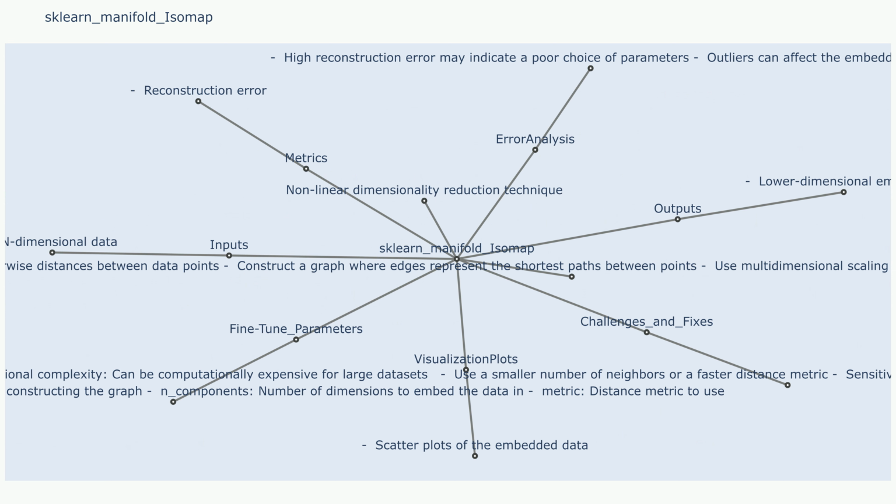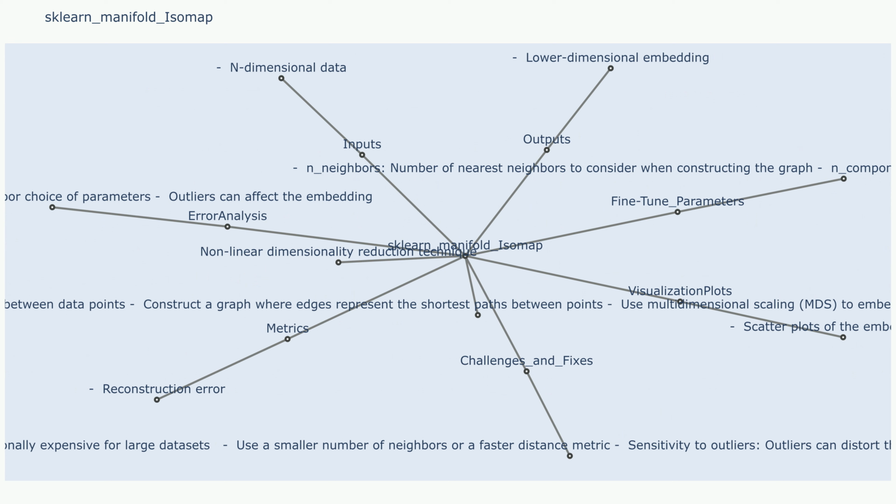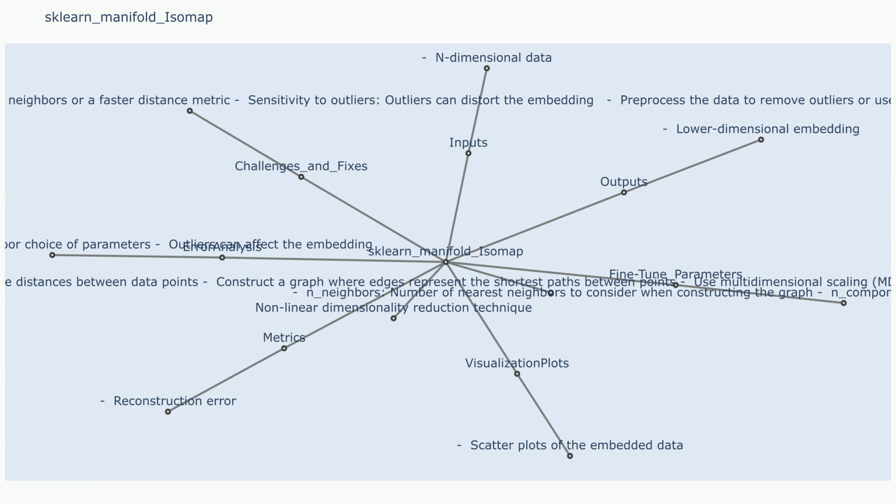3. Perform multidimensional scaling, MDS. The computed geodesic distances are then used as input for classical multidimensional scaling, MDS, which finds the optimal low-dimensional embedding that preserves these distances as much as possible. Metrics. Reconstruction error measures how well the low-dimensional embedding preserves the original distances in the high-dimensional space. Lower reconstruction error indicates a better embedding.